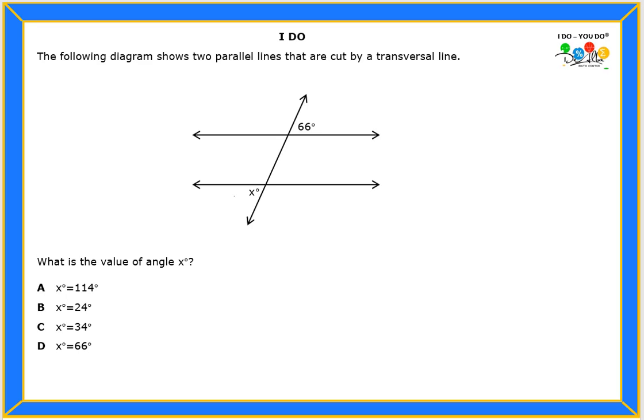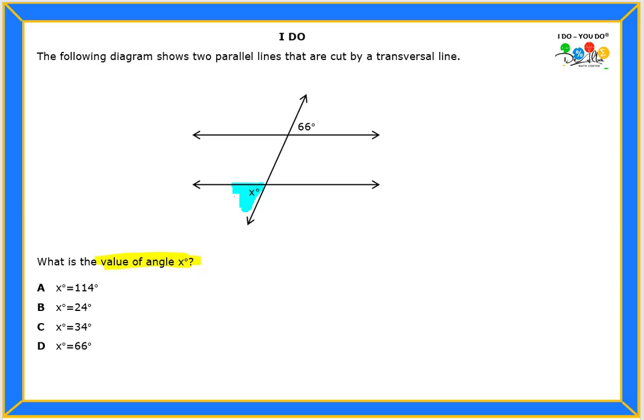Hello students, let's read the problem. It says, the following diagram shows two parallel lines that are cut by a transversal line. What is the value of angle X? Okay, so this is what we're looking for. I want to know what is the value for angle X, which is right here, right? Okay, so that's what I'm looking for.